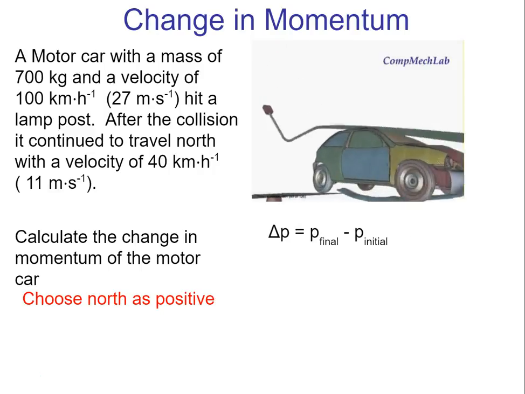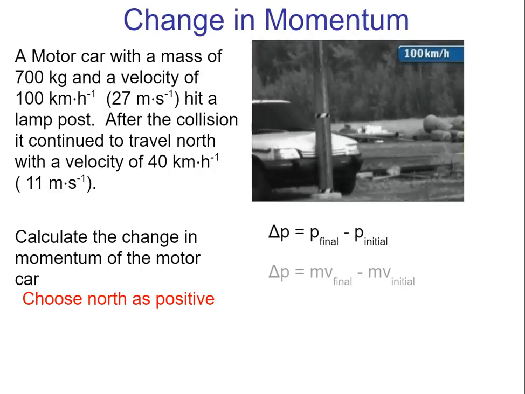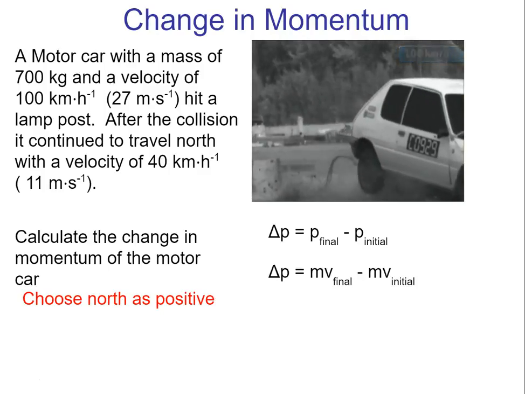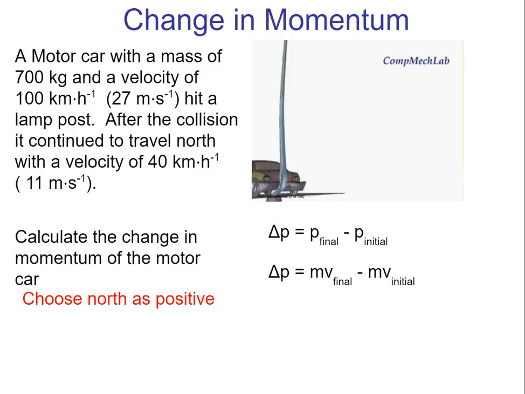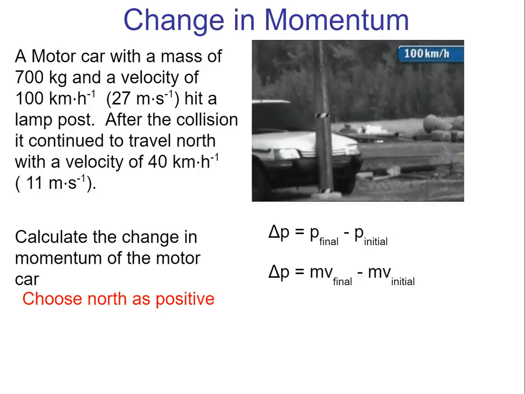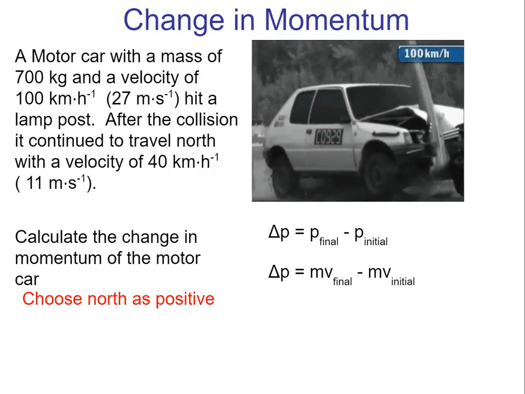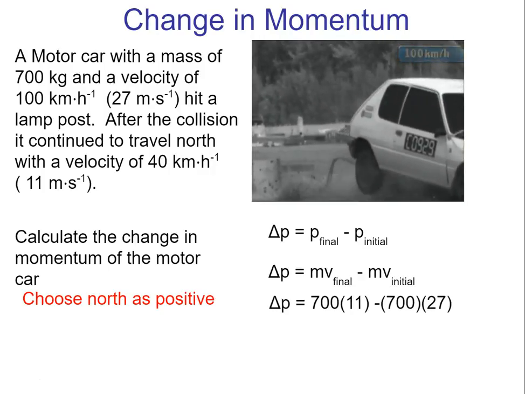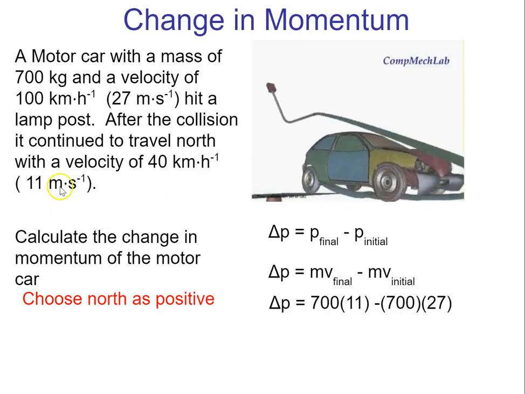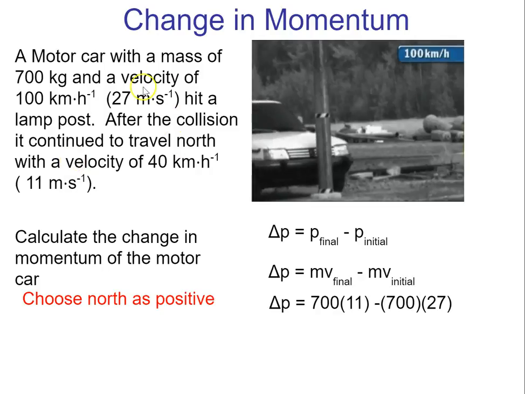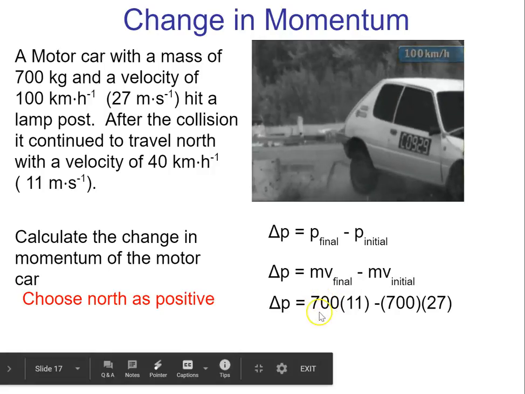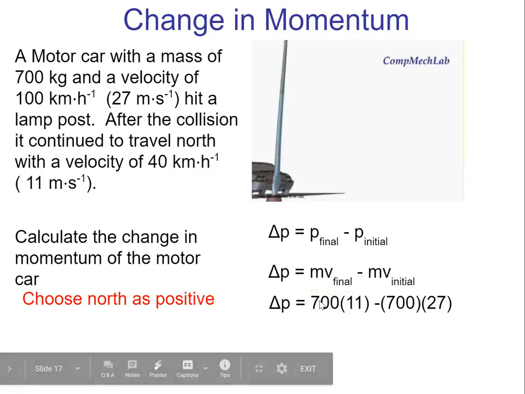Then we write down our equation, P final minus P initial. You can write in the exam any one of these two equations. Any one of them will give you marks. You can write them both down as well if you want. Maybe the second one is safer because it tells you which numbers you have to substitute. So I have my mass times my final velocity at the end, which is 11, minus the mass times my initial velocity.